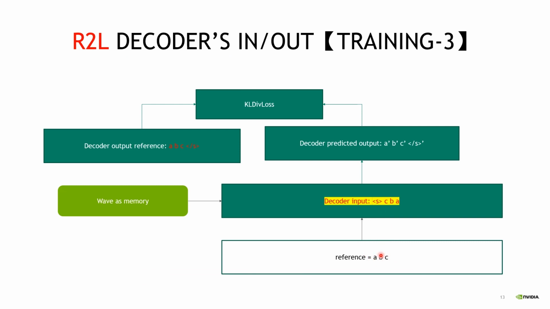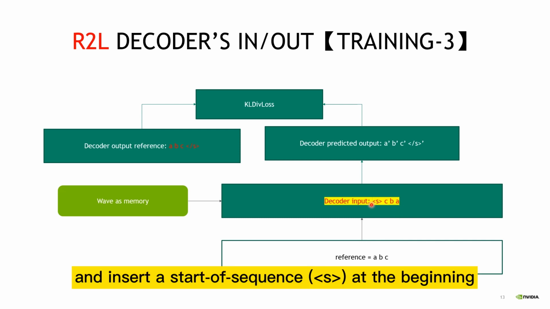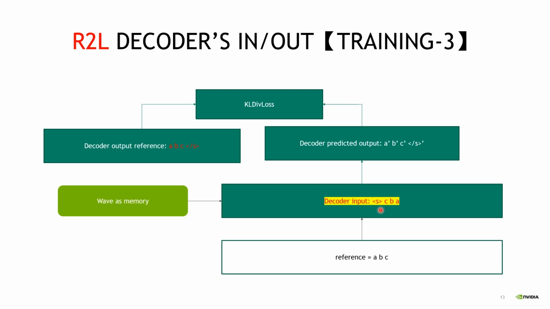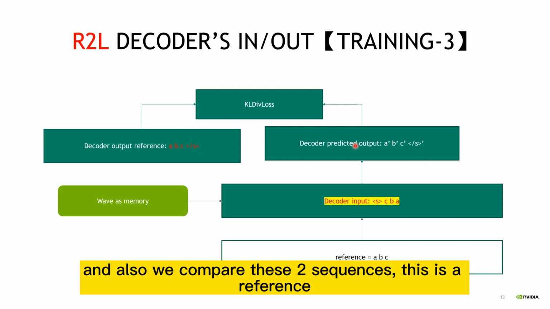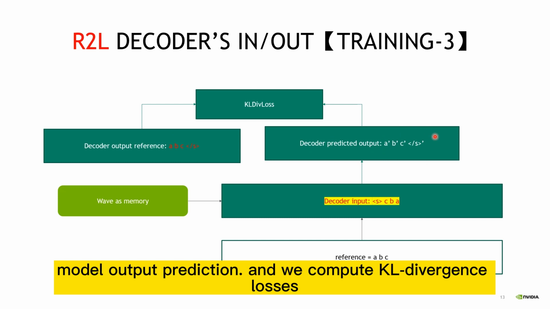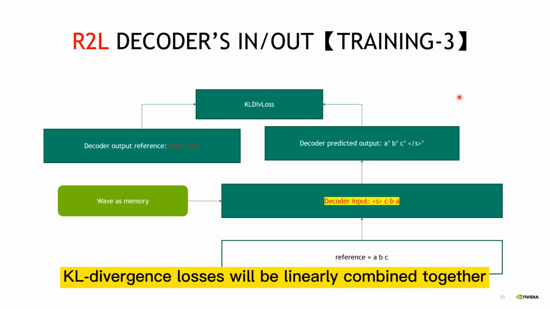So quite similar for the right-to-left decoder, we actually reverse the input sequence from ABC to CBA and insert start of sequence at the beginning. We actually predict the same thing, ABC with end of sequence. And also we compare these two sequences. This is the reference, this is the model output prediction, and we compute the KL divergence loss. These three losses, CTC and two KL divergence losses, will be linearly combined together.